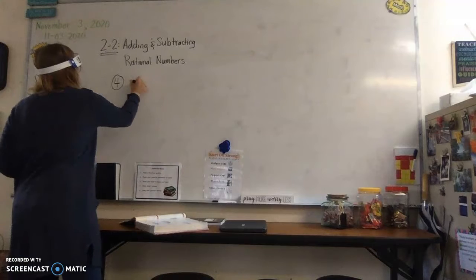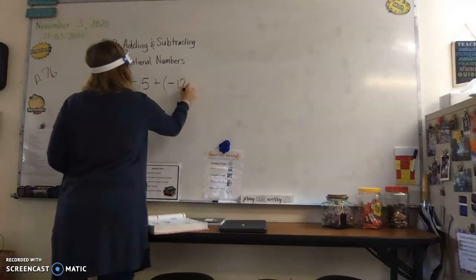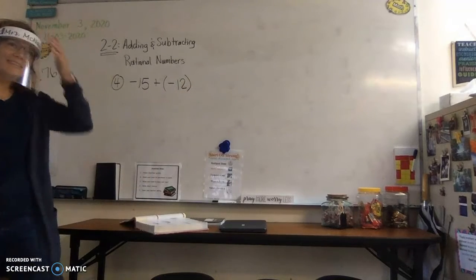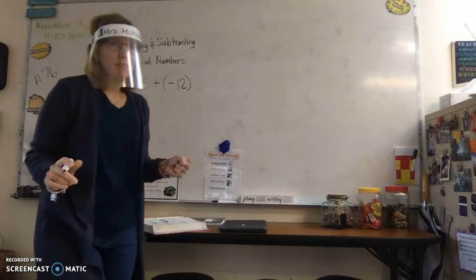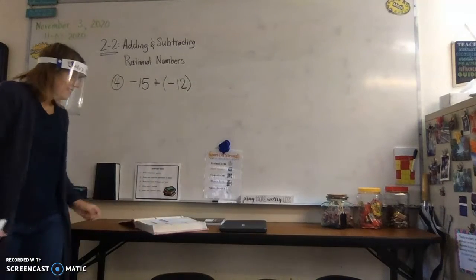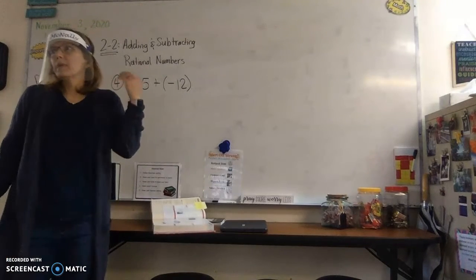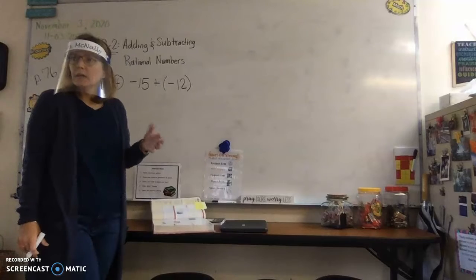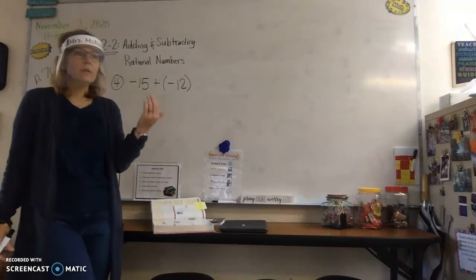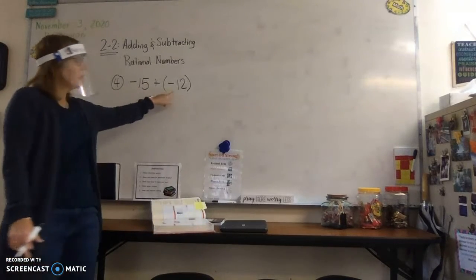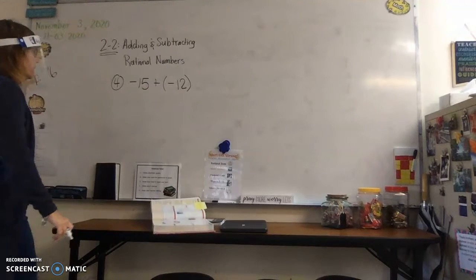Negative 15 plus negative 12. Okay, so our same rules apply from when we were adding and subtracting our integers. If the signs are the same, you add, and if the signs are different, you subtract. So I noticed that both of my numbers have a negative, so are the signs the same or different? Same, so I'm gonna add.